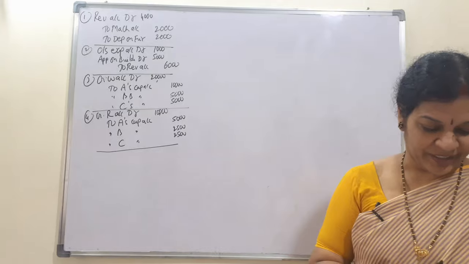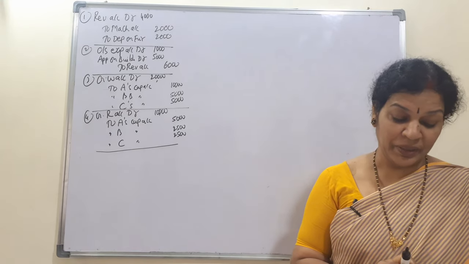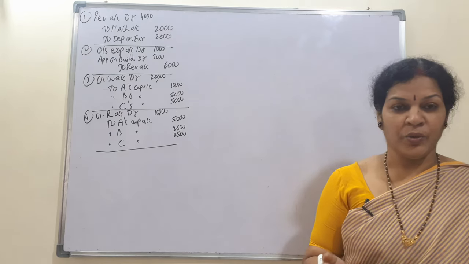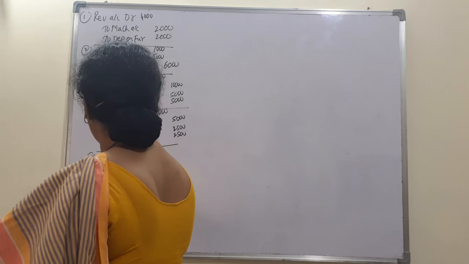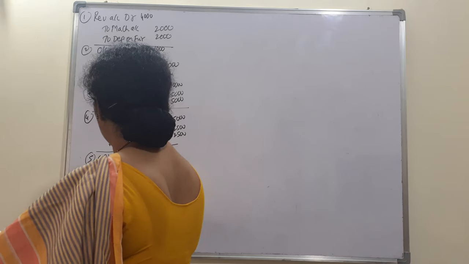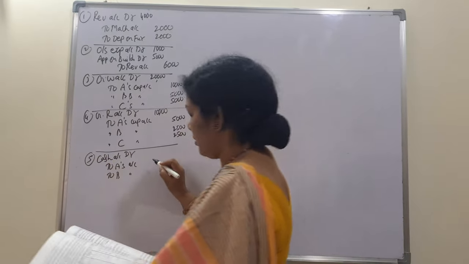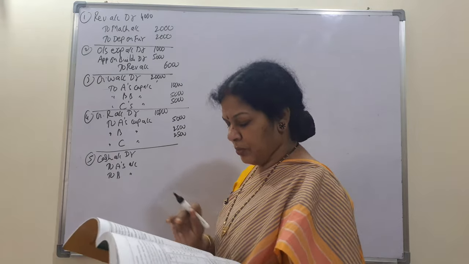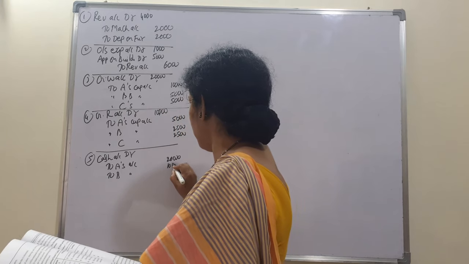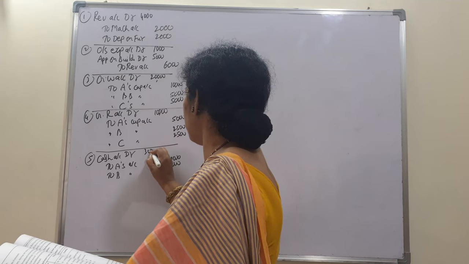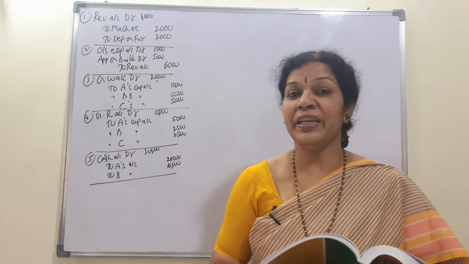Then after that, A should bring 20,000 and B 10,000 as additional capital. When they are bringing additional capital, cash account debtor to A's account, to B's account. How much they are bringing? A should bring 20,000 and B 10,000. So it is 30,000. Being cash brought by A and B.